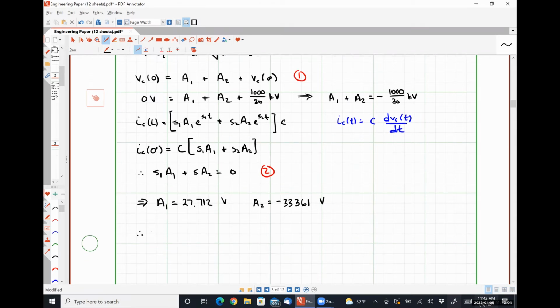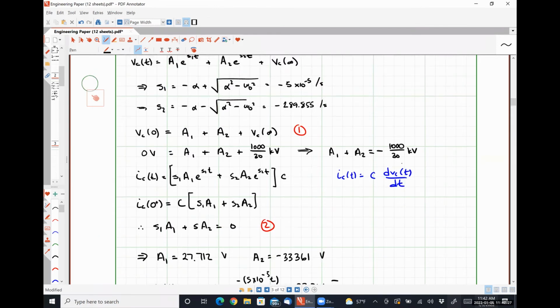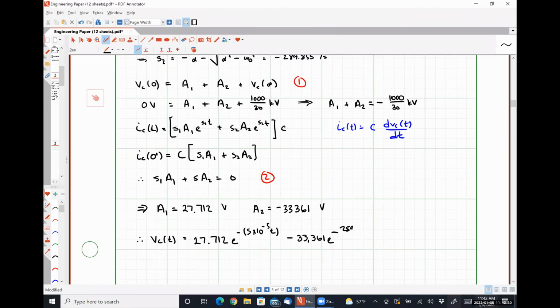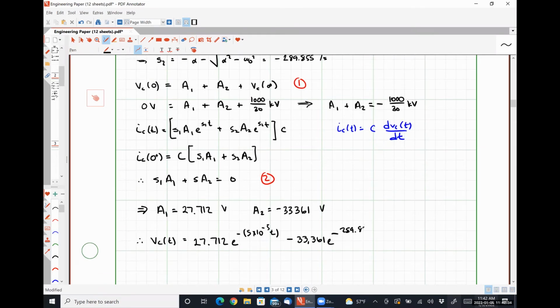So from this, VC of t will be 27.712 e to the negative 5 times 10 to the negative 5 t minus 33,361 e to the minus 289.855 t plus 1,000 over 30 kilovolts. I added my VC at infinity, correct?